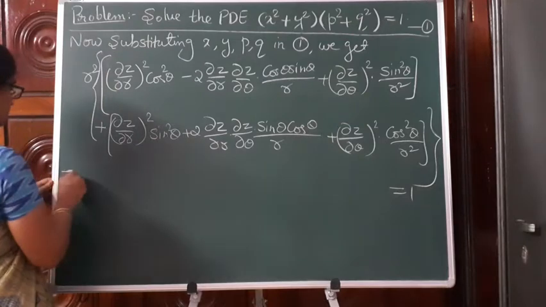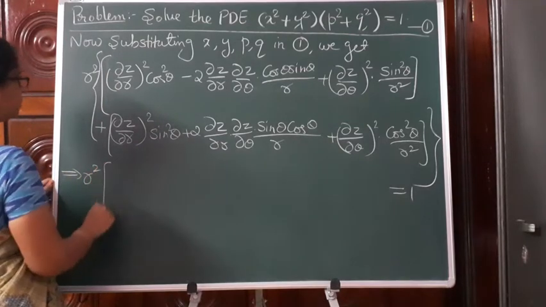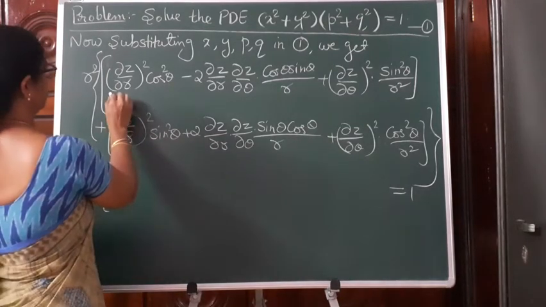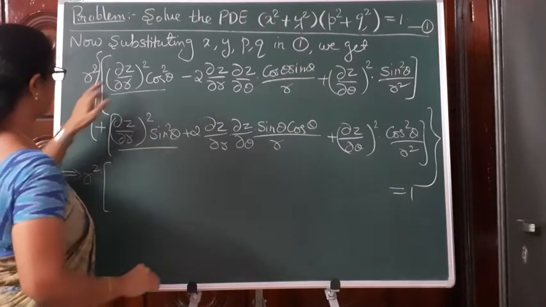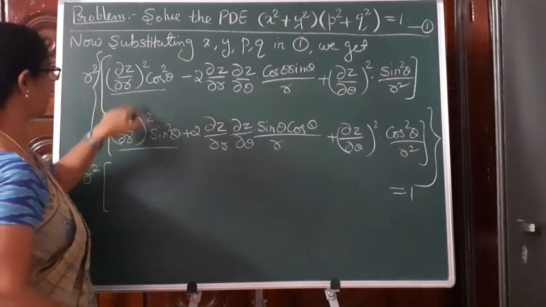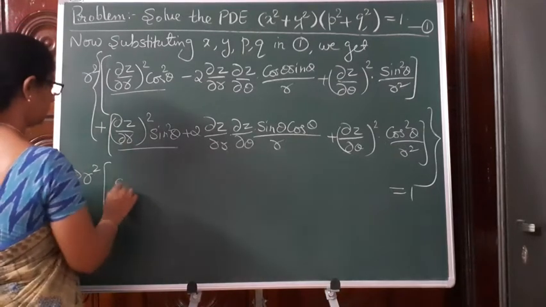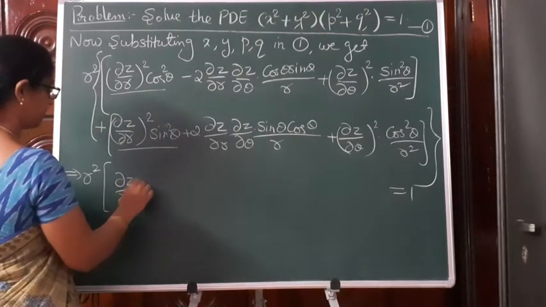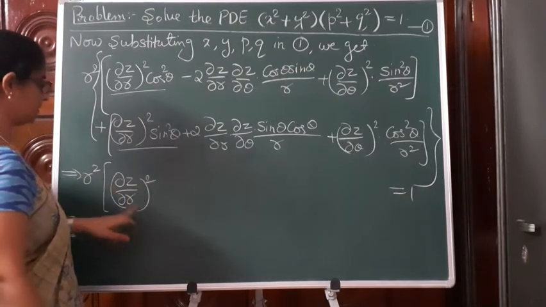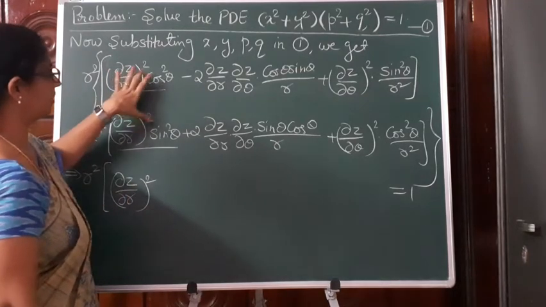What do we get here? This implies r square into, see these two terms, this one and this one, dou z by dou r whole square. If we take common, we have sine square theta plus cos square theta is 1. Therefore, dou z by dou r whole square. These two terms were over.